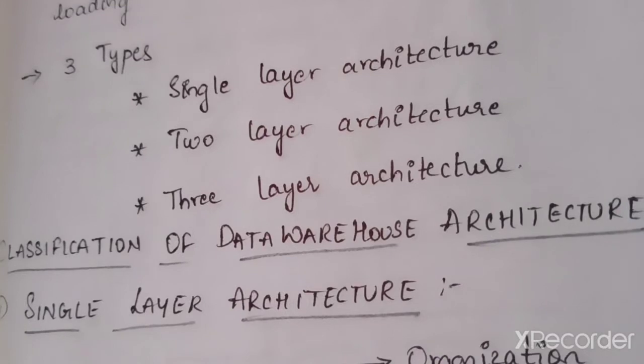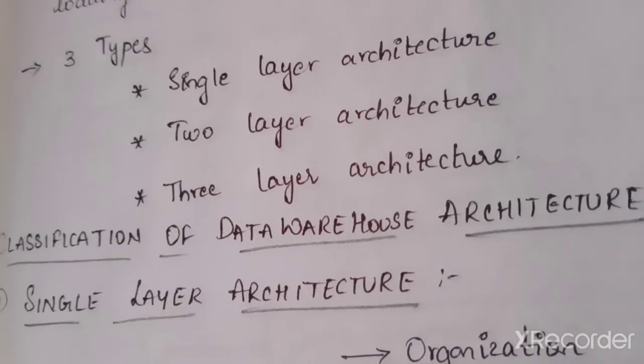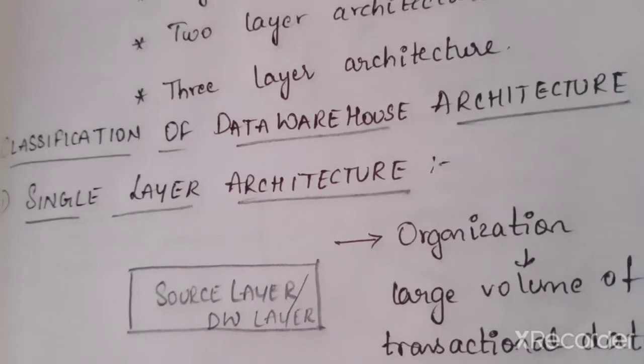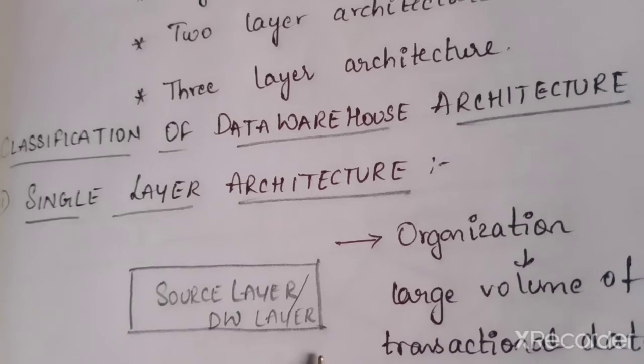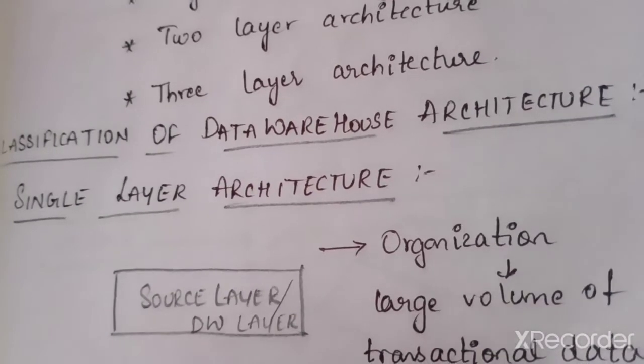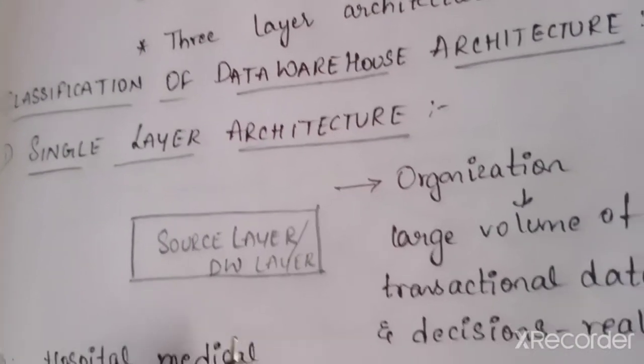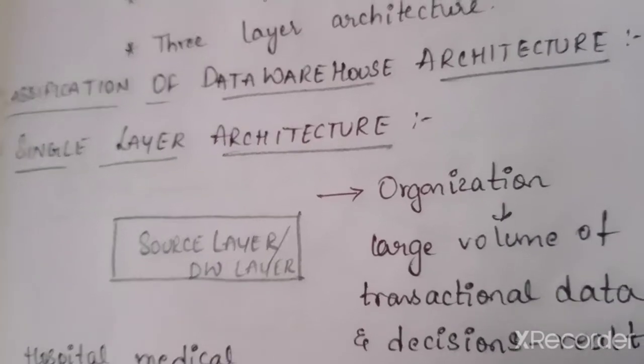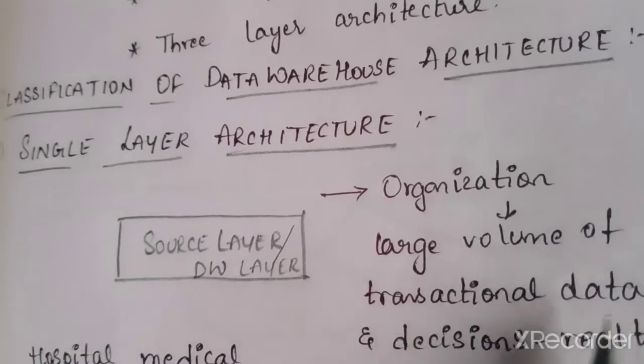First one is single layer architecture. In this we are going to have only one layer, that is the source layer, or we can call it a data warehouse layer. And here the data is organized as large volumes of data.